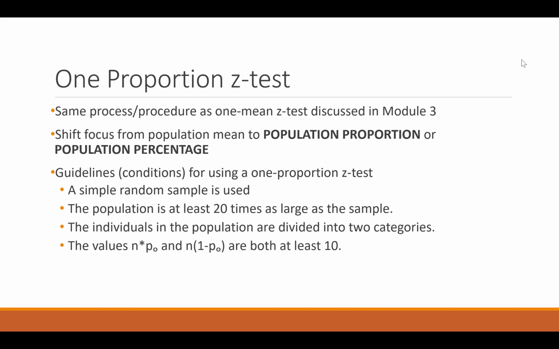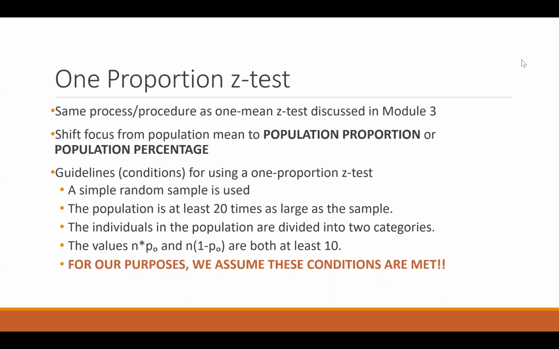There are some calculus things to think about. The values of n times p and n times 1 minus p are both at least 10. But I don't want you to get too caught up in those conditions, because for our purposes, we're going to assume that those conditions are met. If you were doing this in the real world, then you may want to verify those things before you conduct the 1 proportion z-test or even a 2 proportion z-test. But for our purposes, we're assuming that they're met.